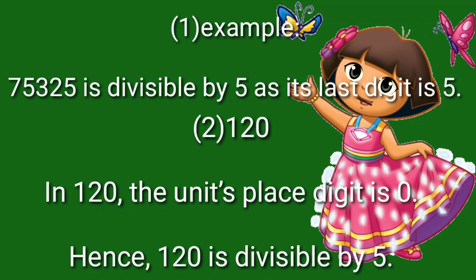Example: 75,325 is divisible by 5 as its last digit is 5. Example 2, 120. In 120, the units place digit is 0. Hence, 120 is divisible by 5.